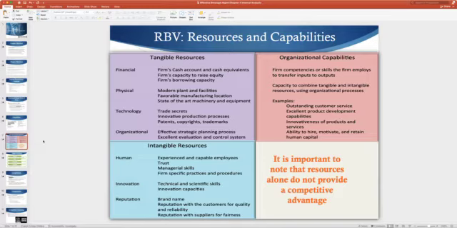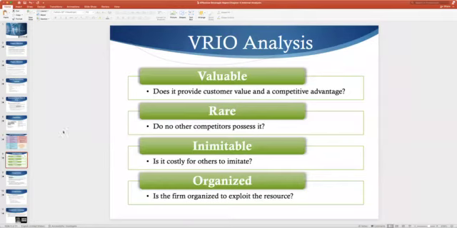I mentioned in our lead up to this a short form, quick analysis of whether or not a firm would be able to have any kind of competitive advantage based on its resources and capabilities. It was called the VRIO framework. So here's a quick look at that. It's an acronym for valuable, rare, inimitable, and organized. So you look at your resources and capabilities, and does it provide customer value? And with that, does it provide possibly a competitive advantage? That would be valuable.